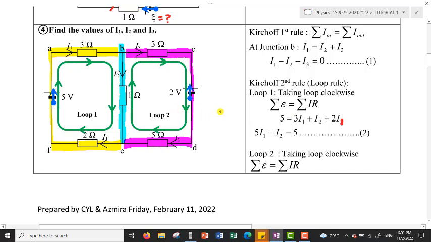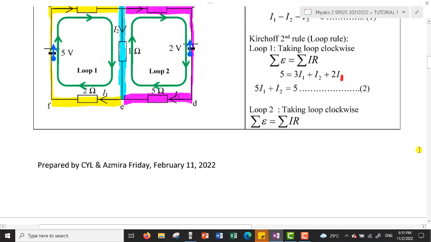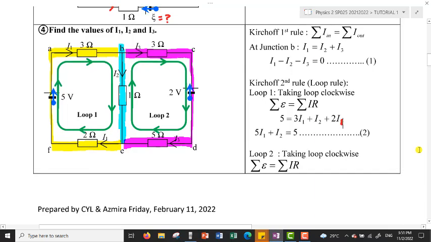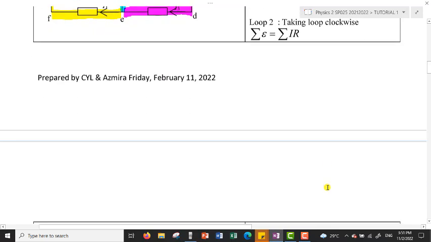Then I'm going to have another equation, whereby I consider the other loop on the right hand side, loop 2. I assume that we travel in the loop in the clockwise direction. Again, the summation of EMF is equal to the summation of IR. For the second loop, we have one battery here. We compare the direction of the EMF with the direction of the loop and find that they are in opposite directions, so we have a negative sign for the 2 volt battery.